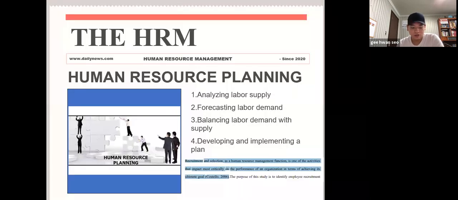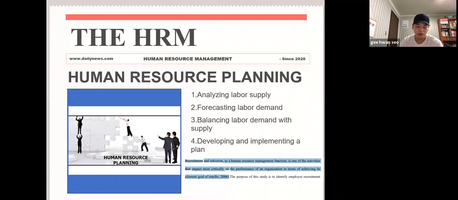Next slide. So human resource planning is necessary before recruitment. There are 4 parts in human resource planning: analyzing labor supply, forecasting labor demand, balancing labor demand with supply, developing and implementing a plan. Analyzing labor supply is to identify the company's current human resources supply. The HR department studies the strength of the organization based on the number of employees, positions, benefits, their skills and performance levels in this step.